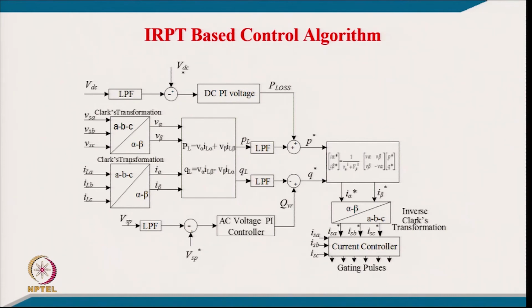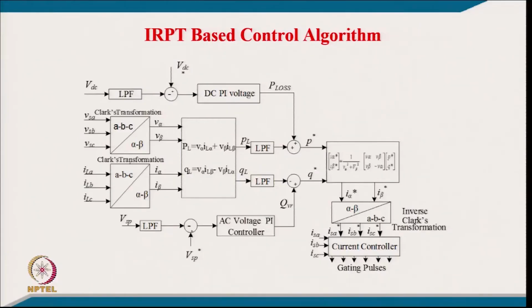Again we consider that the loss component has to be drawn from the supply system to meet the losses of the D STATCOM, whether it is loss in the interfacing inductor, loss in the ripple filter, loss in the switches, or dielectric loss in the capacitor of the DC link. So, that has to come from the supply.